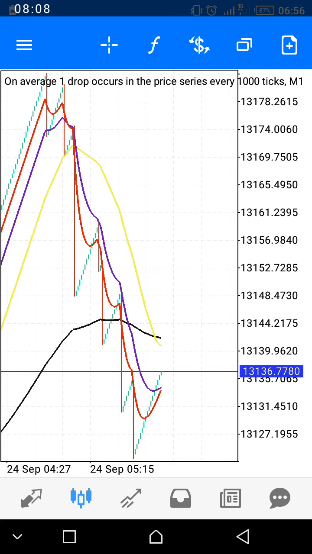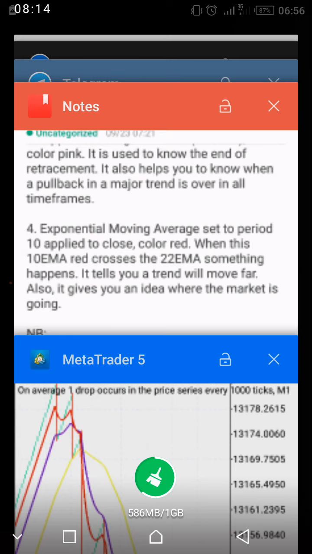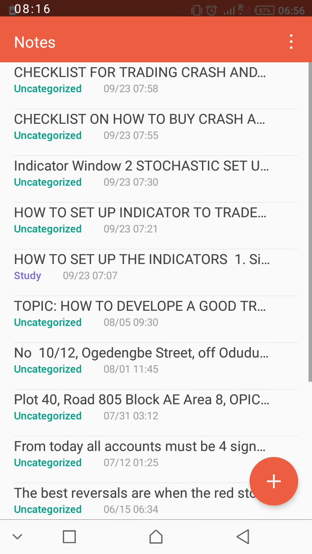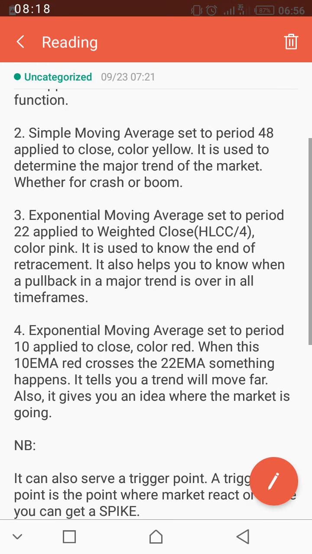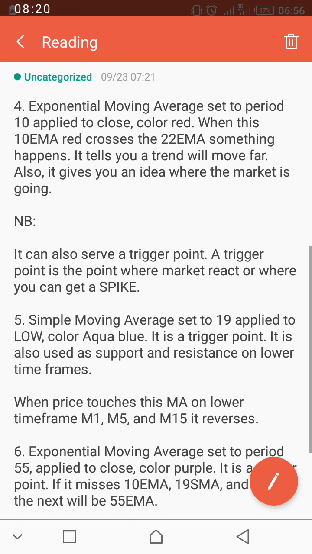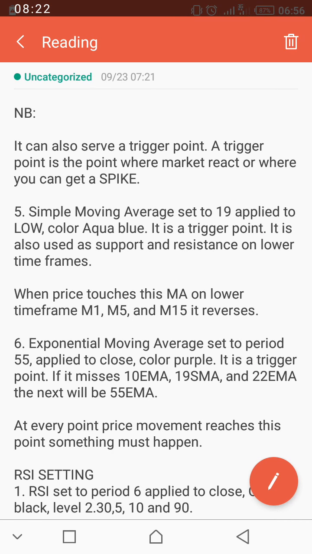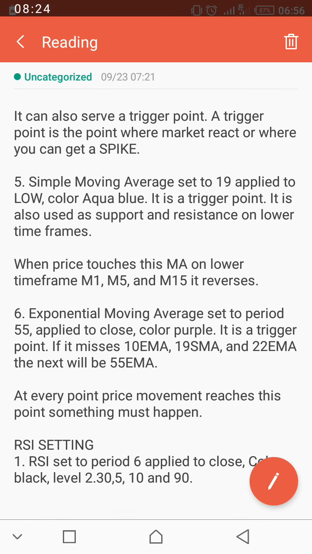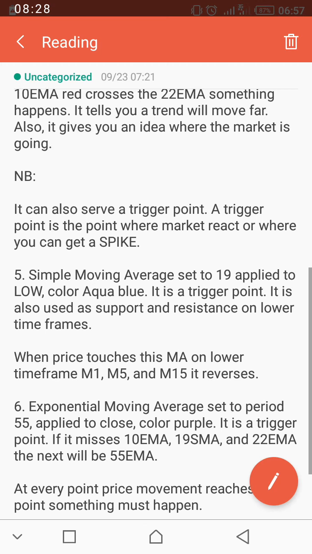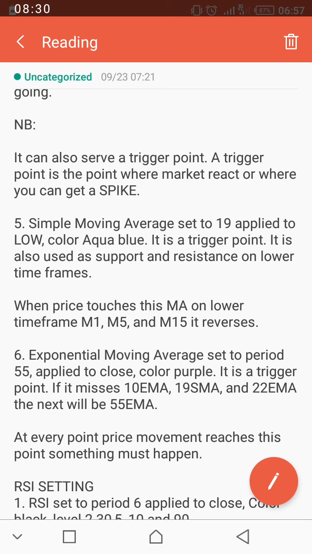Let's continue. Let's add other indicators. So the next indicator is simple moving average set to 19, applied to low. Please, this is simple, not exponential. Simple moving average set to 19, applied to low. Color aqua blue. Apply to low, please.